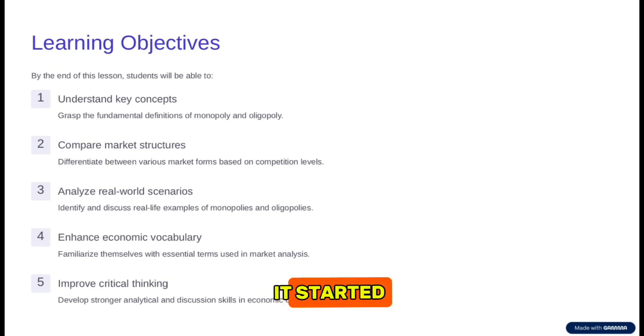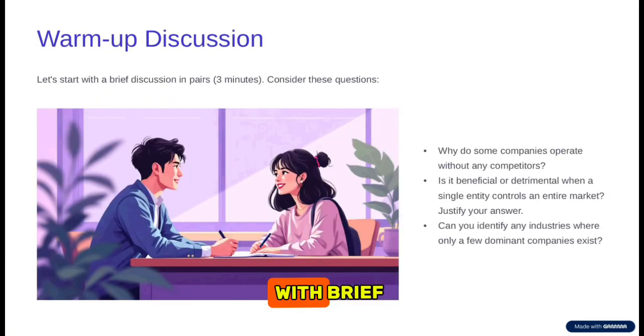Let's get started. Let's start with a brief discussion in pairs. You should consider these questions. Why do some companies operate without any competitors? Is it beneficial or detrimental when a single entity controls an entire market? Justify your answers. Can you identify any industries where only a few dominant companies exist?